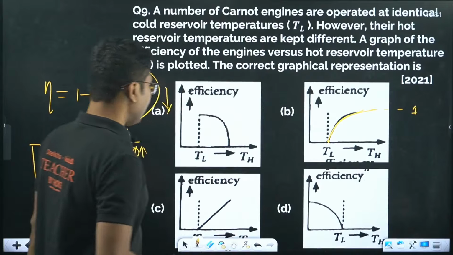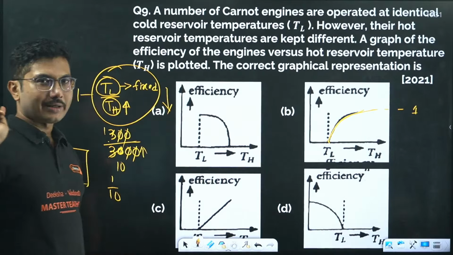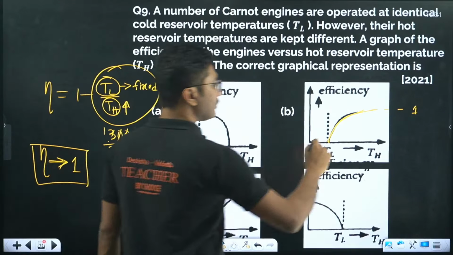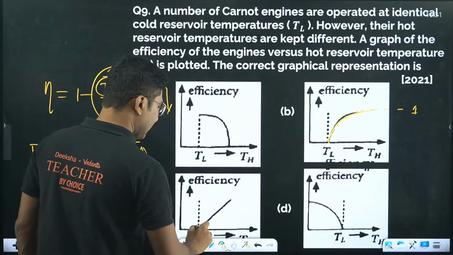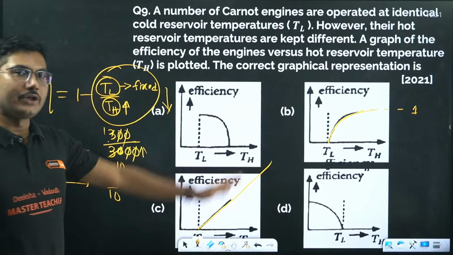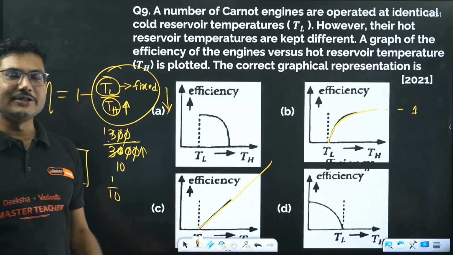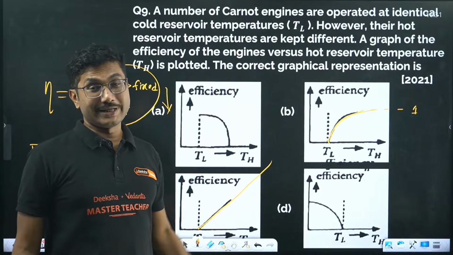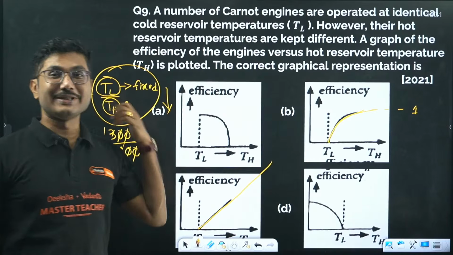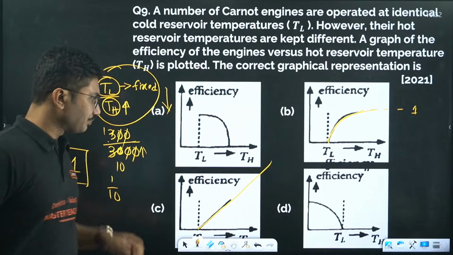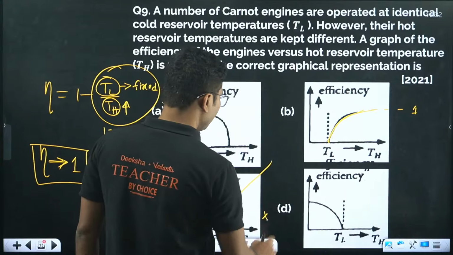Okay, so there are two graphs where efficiency is increasing. One is this one, another one is this one. But in this one, it goes 1, 2, 3, 4, meaning efficiency of an engine increases to 200%, 300%, 400%, which is absurd. So definitely this cannot be true.